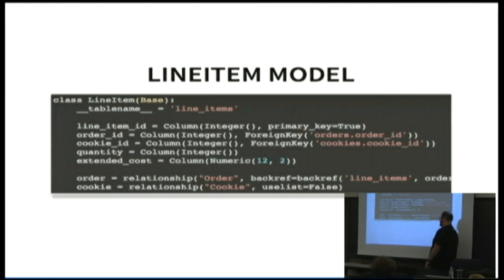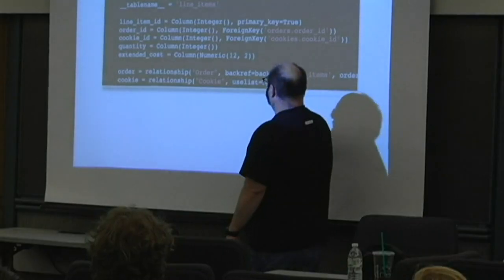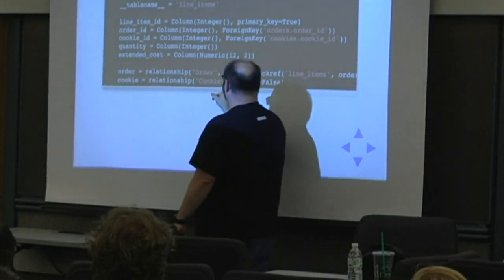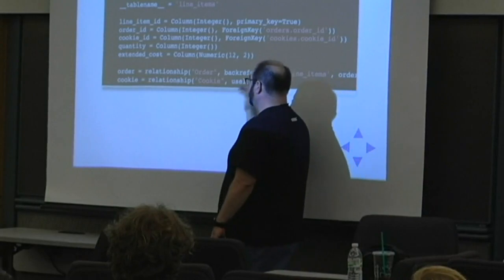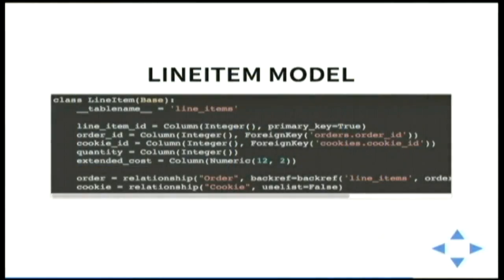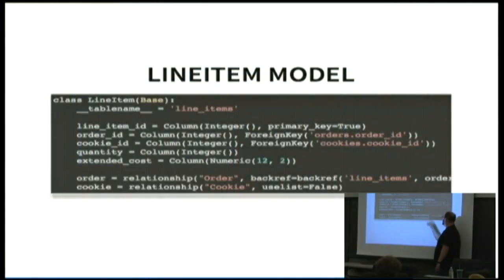That would be like, I'd really need Mongo then. In this case, I just want to say, give me the one cookie, so don't return me a list of them because there's only going to be one cookie per line item. Give me the one cookie that's related to that. Make sense? So this was tying a list of line items back to an order. This ties a cookie back to a line item.